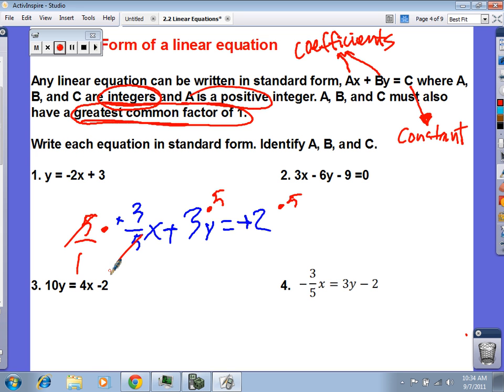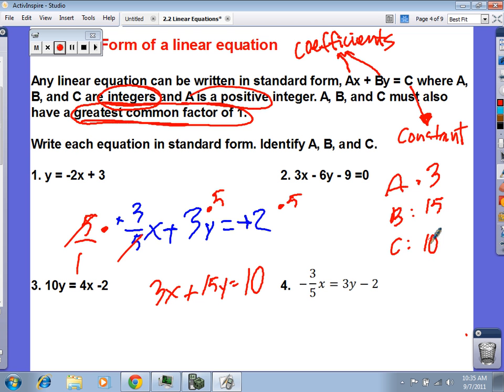So now you're going to have 3x plus, what's 3y times 5? 15y equals, what's 2 times 5? 10. So you're going to have to manipulate, but it's really not that bad. Now give me your A, B, and C. What's A? A is the number touching x. It's 3. B, 15. What's C? 10. Alright. Wow, what's our time?